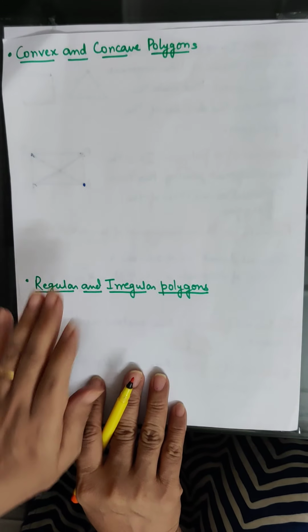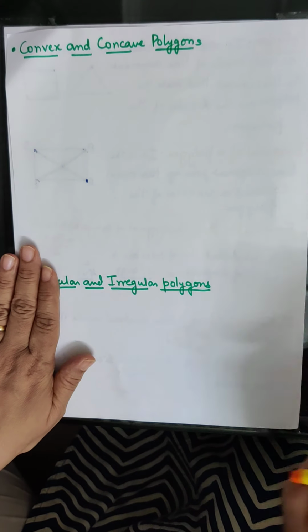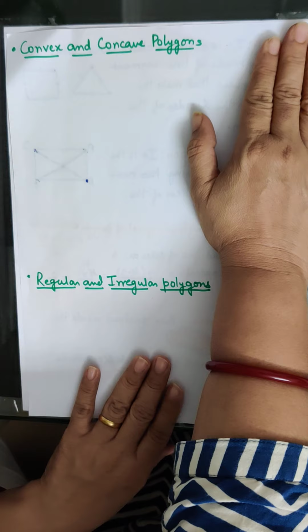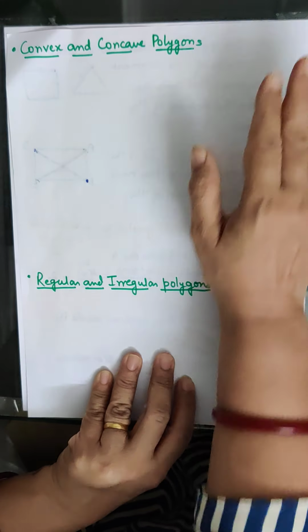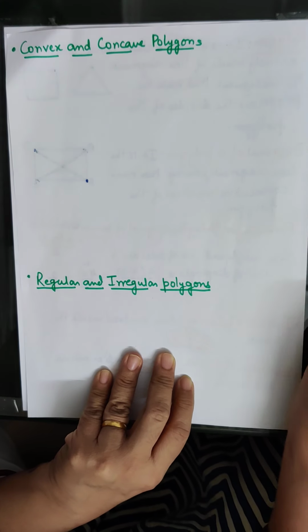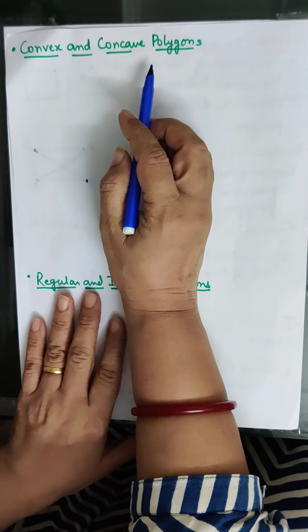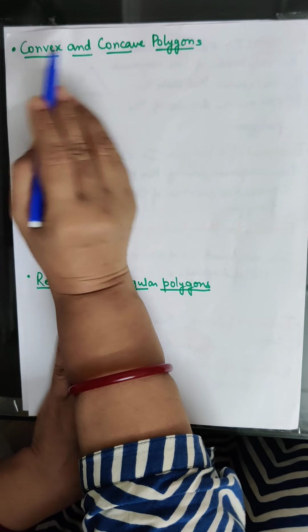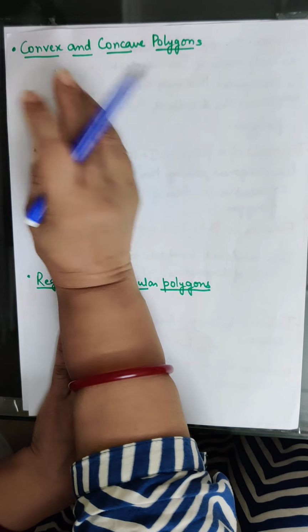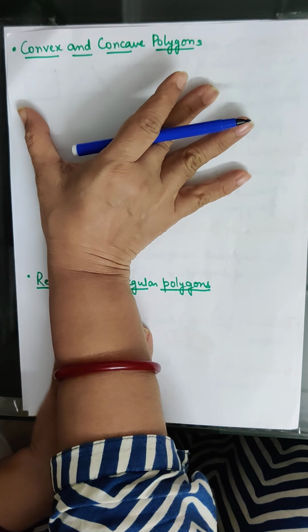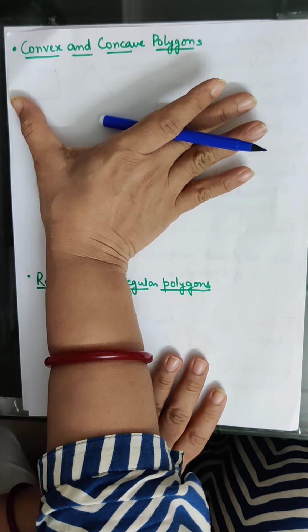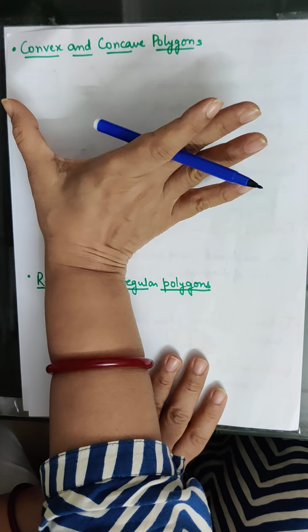Now we come to convex and concave polygons. What are convex polygons and what are concave polygons? This topic we shall discuss in the next class. For today, since the time is over, I will wind up here only.